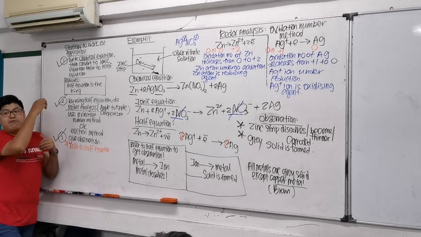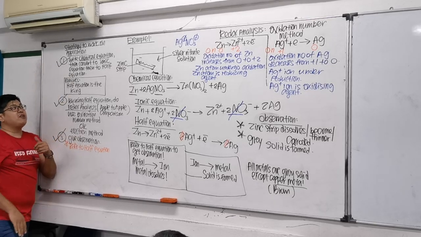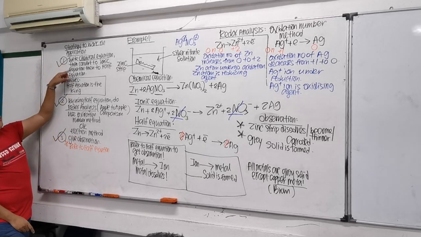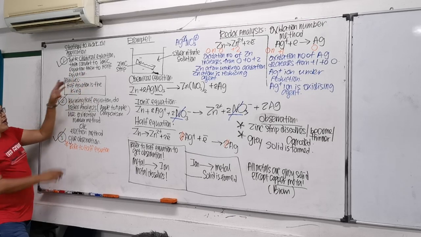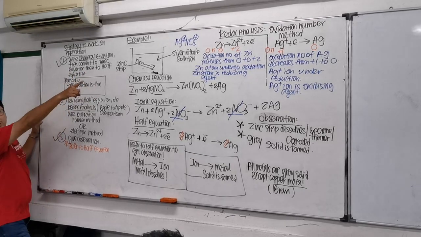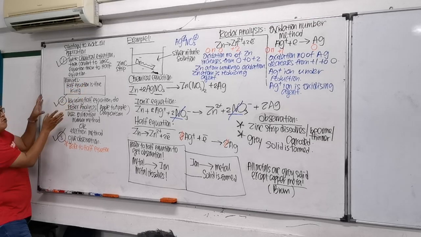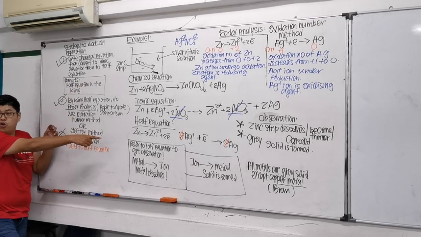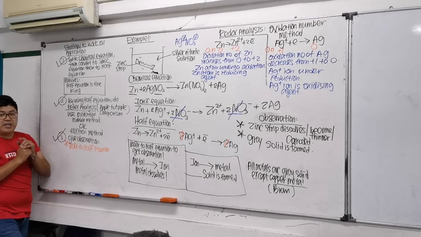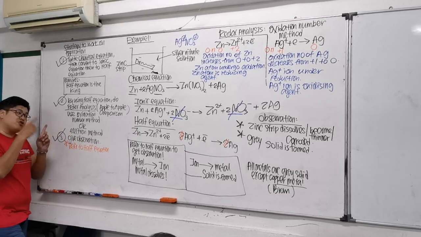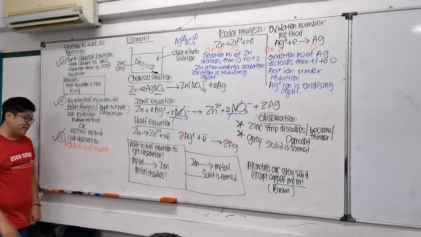When you're given metal displacement, you must try your level best to get the half equation first. Once you get the half equation, you can use it to do the redox analysis. You can use the half equation to predict your observation. That's why half equation is so important in this chapter. Take your time, jot down this, then we go on to one more example.